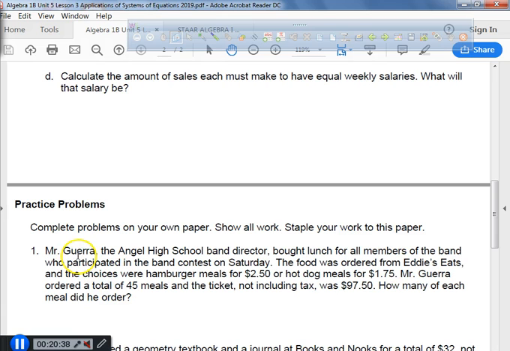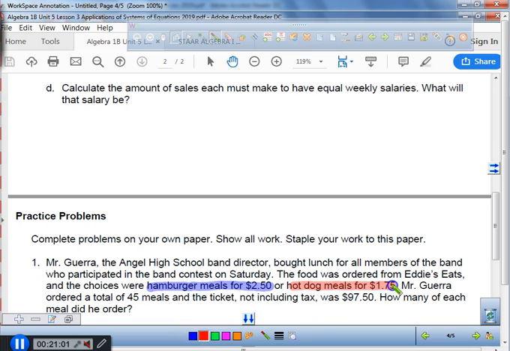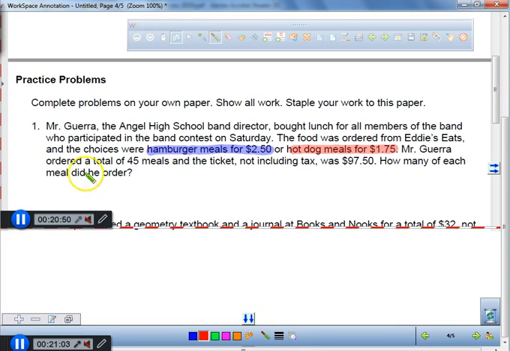All right, now it says, Mr. Guerra, the Angel High School band director, bought lunch for all members of the band who participated in the band contest on Saturday. The food was ordered from Eddie's Eats, and the choices were hamburger meals for $2.50, or hot dog meals for $1.75. They ordered a total of 45 meals, not including tax, with a total of $97.50. How many of each meal did he order?